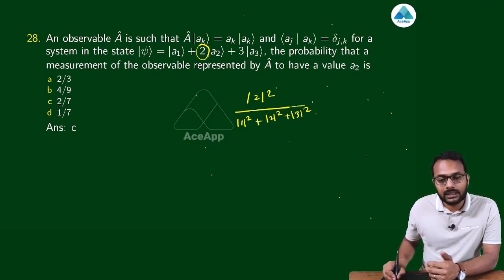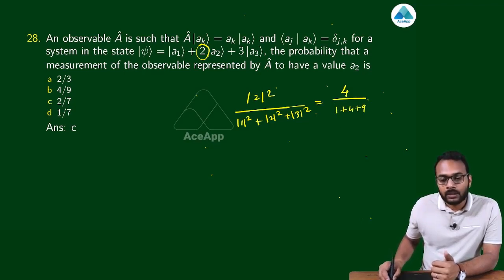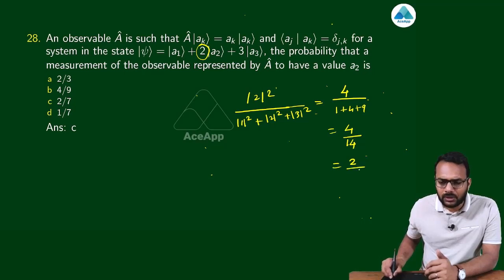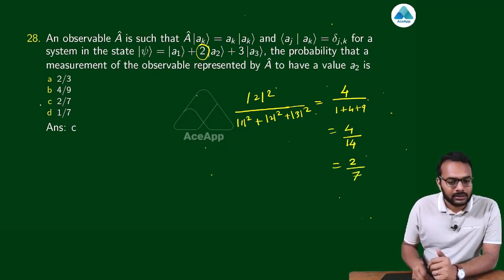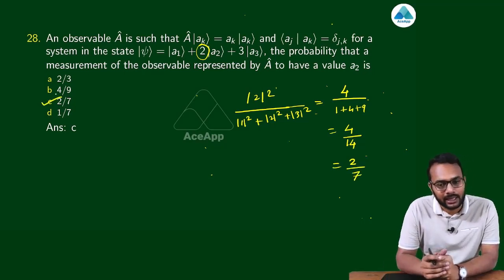So these kinds of problems are normally asked. This is 4 divided by 1 plus 4 plus 9. So what is that? That's equal to 4 divided by 14, or you can write it as 2 divided by 7. That's why we get option C as the correct answer.